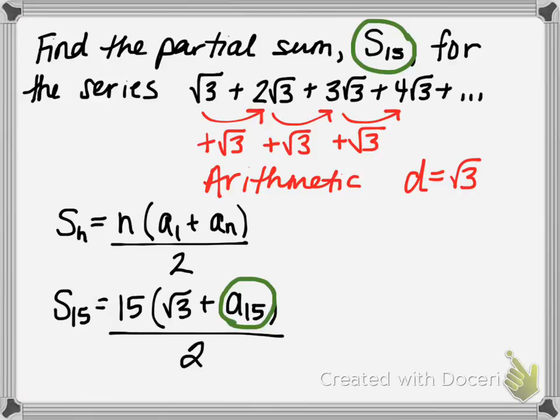And we're in luck, since this particular series is arithmetic, we can find the 15th term. You could either add square root of 3 over and over again and determine the 15th term, or you could also utilize your formula for any term in an arithmetic sequence. And I'll show you how to use the formula for practice. We know that a sub n is equal to a sub 1, the first term, plus n minus 1 times d for an arithmetic sequence.